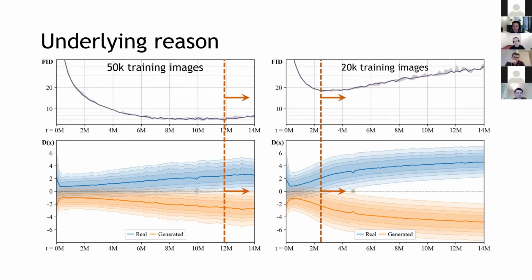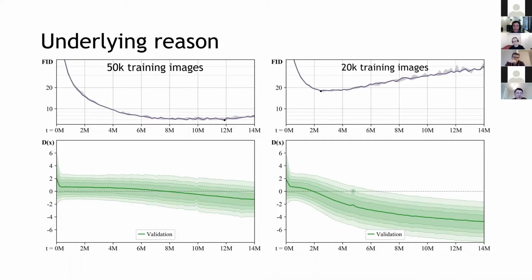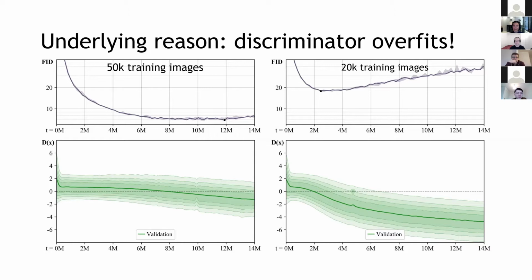Here's a similar plot for a separate validation set. These are images that are actually real, but they were never shown during training. And we can see that toward the end, the discriminator is actually convinced that these are not real images. It has essentially memorized the entire training set and learned to output positive values only for those particular images, negative for everything else. So it can no longer provide meaningful feedback. This is a clear sign of overfitting, which is of course a well-known problem in deep learning.